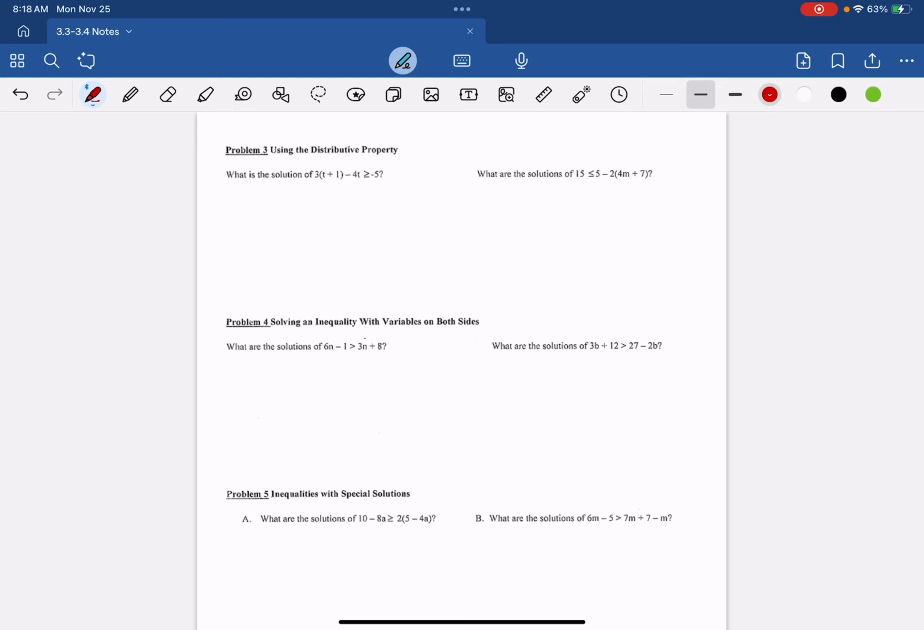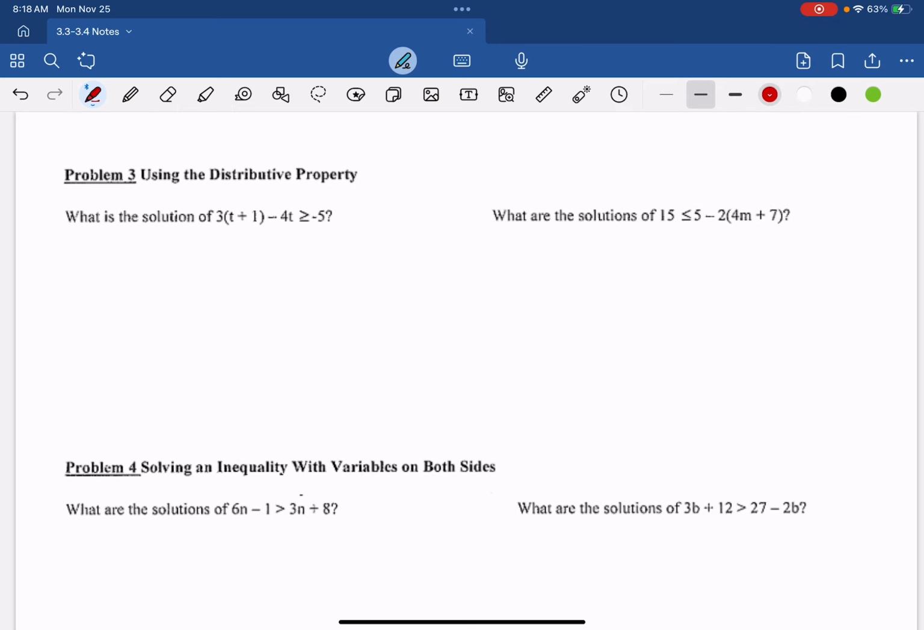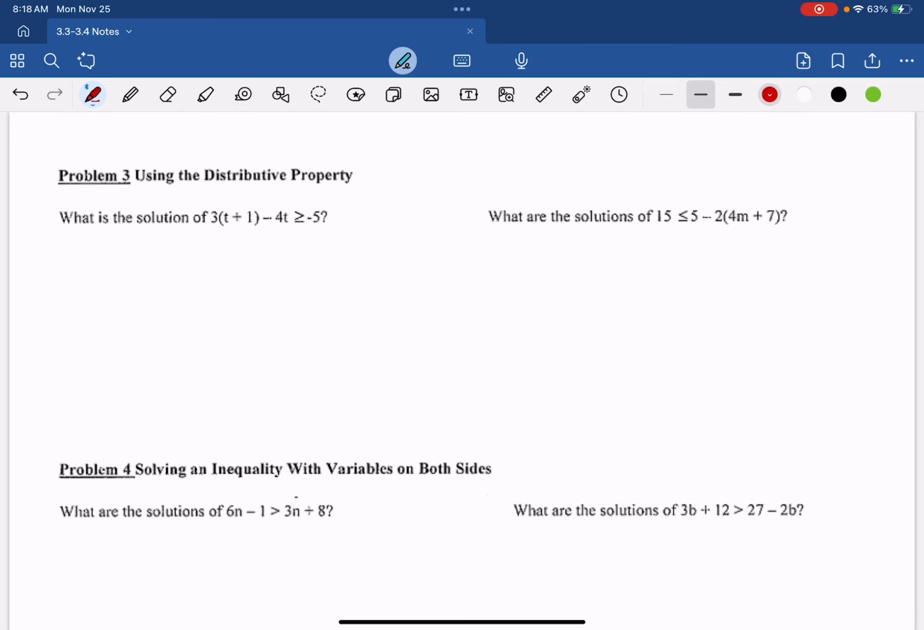Okay, let's look at this first one up here, using the distributive property. So now we see a set of parentheses. And again, this seems like it was ages ago. I can't believe we probably learned this, I think it's September. I feel like I know you guys so much more now.